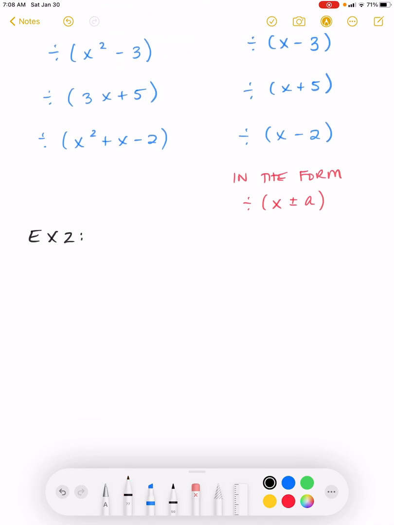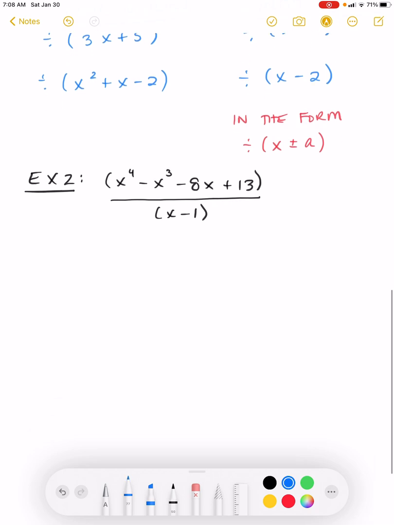Example 2. All right, so let's divide x to the 4th minus x cubed minus 8x plus 13, and let's set it up this time like this. Okay, so this is our division problem. Because we're dividing by x minus 1, we can therefore set up a synthetic division problem.